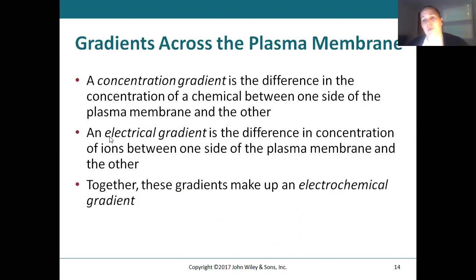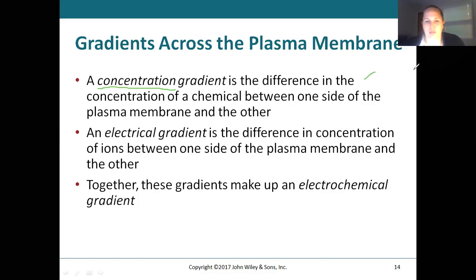Okay, so how do things get forced into and out of the cell? How does the cell decide what comes in and what goes out? One of the ways that ions or materials decide they need to go inside the cell is because there's a concentration gradient, a difference in the concentration of a chemical on one side of the plasma membrane or the other.